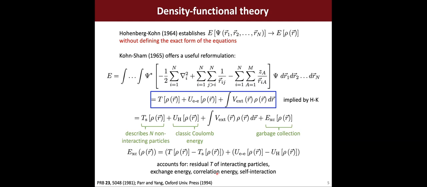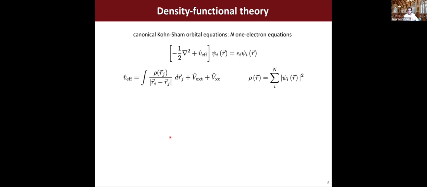Okay, so those are some of the pieces that the garbage collection term includes. So really, everything we don't know how to model. If we put all of those pieces inside of that term, and we really focus on modeling this N non-interacting particle system, we get a series of equations that, if you squint, kind of look like the Schrodinger equation that we had up earlier.